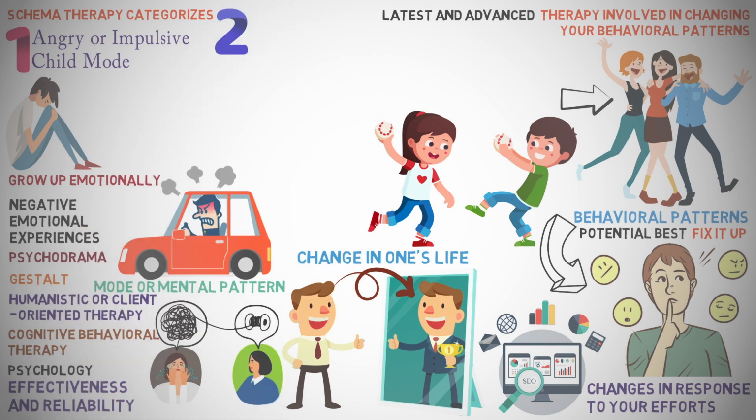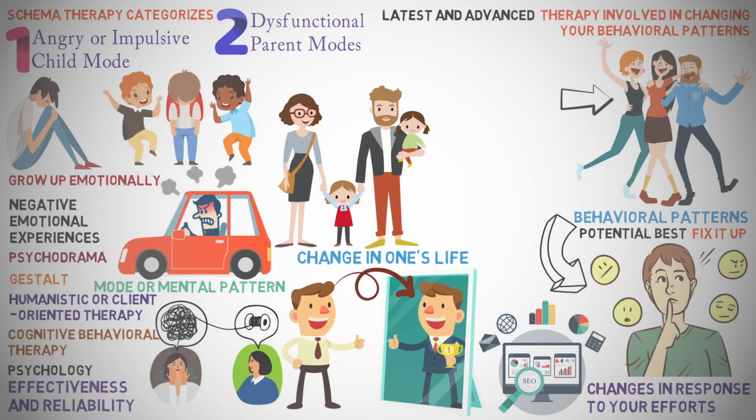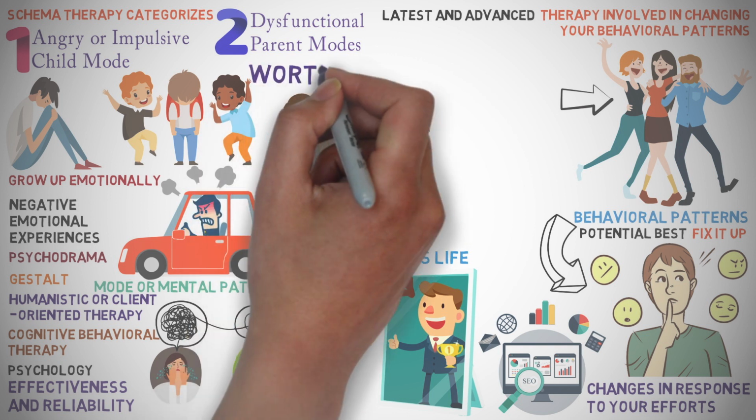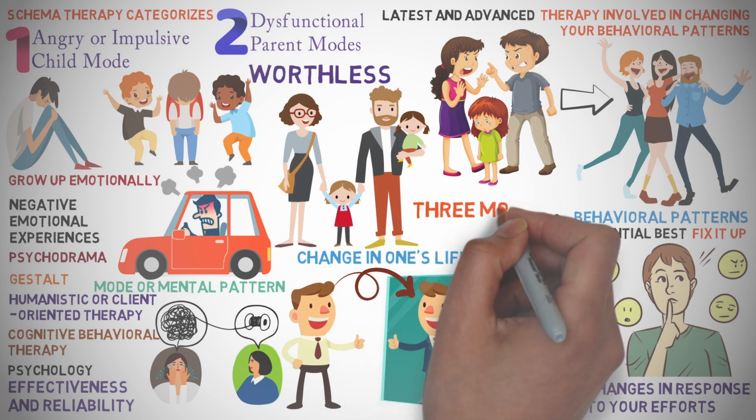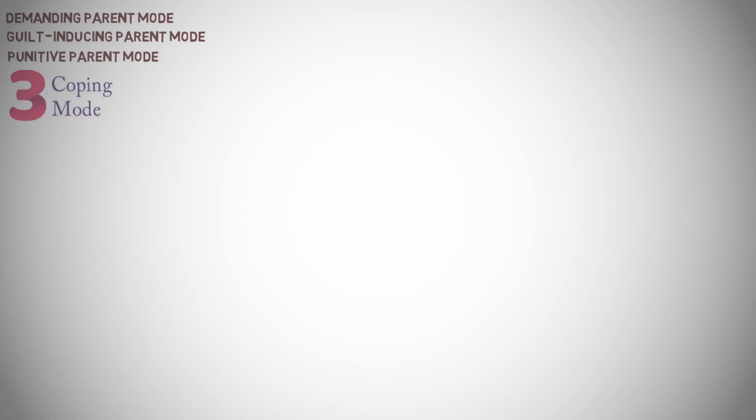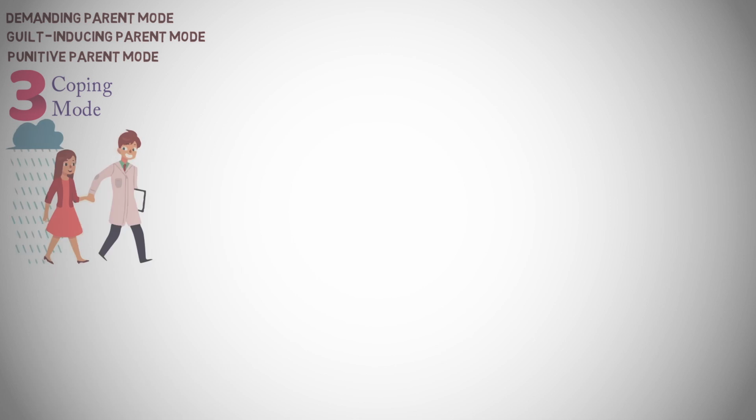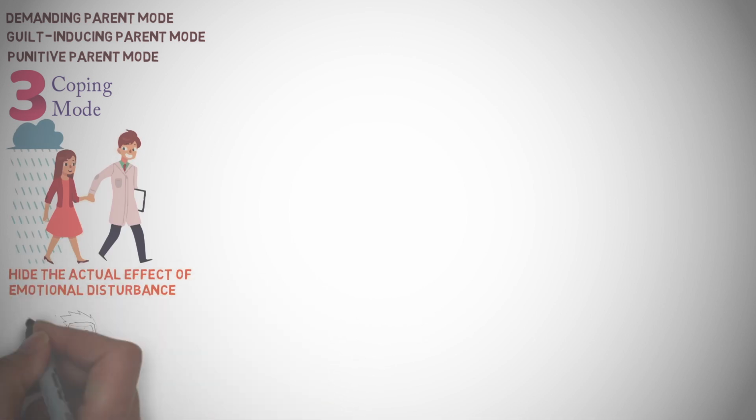2. Dysfunctional parent modes. This state of mind basically results from parents' and other people's inappropriate behavior towards children, which tells them that they are worthless. Dysfunctional parent modes are further segmented into 3 modes, that is, demanding parent mode, guilt-inducing parent mode, and punitive parent mode. 3. Coping mode. Coping modes are the result of survival strategies adapted to hide the actual effect of emotional disturbance experienced in childhood.